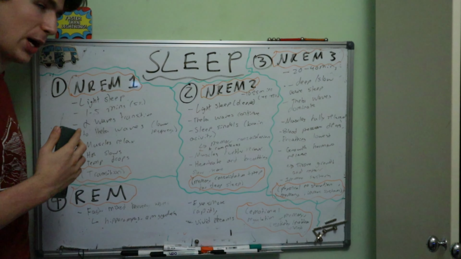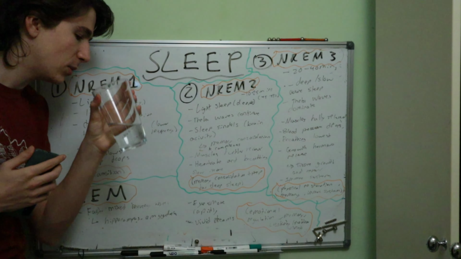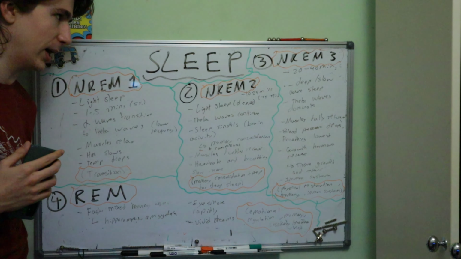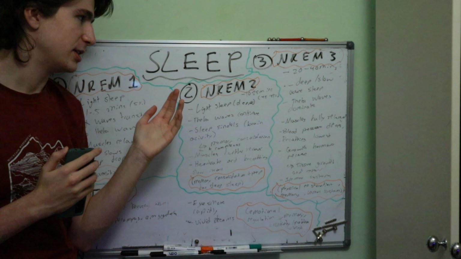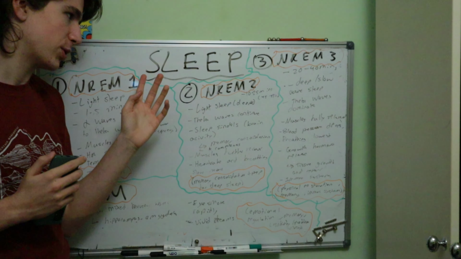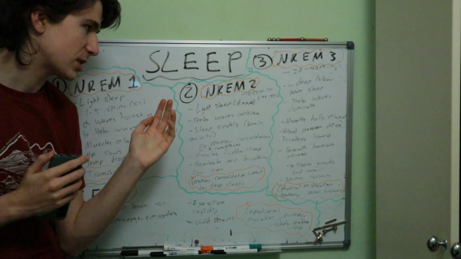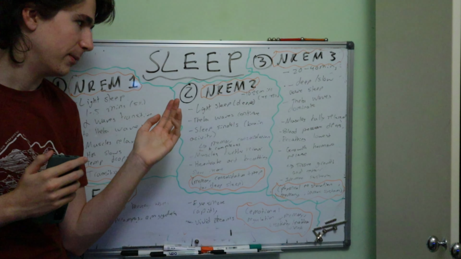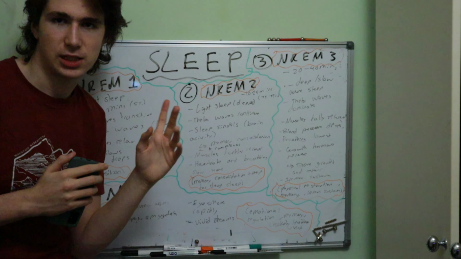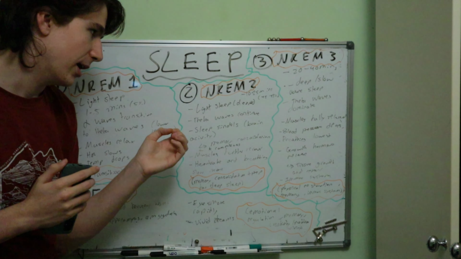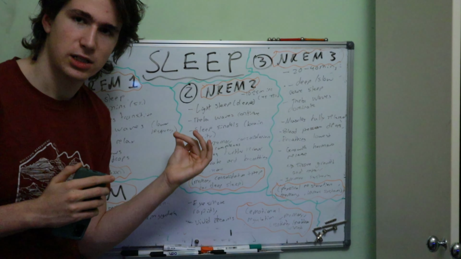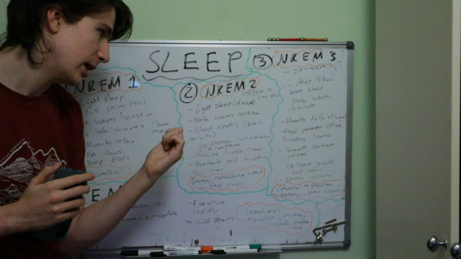So now we move on to the final non-rapid eye movement stage, NREM 3. This is the deepest stage of sleep altogether. It's about 20 to 40 minutes. You've got deep, slow waves. The theta waves dominate your brain, and your muscles are fully relaxed. This is the most relaxed that they're going to get. Blood pressure drops significantly. Breathing is at its lowest rate during all of your sleep.